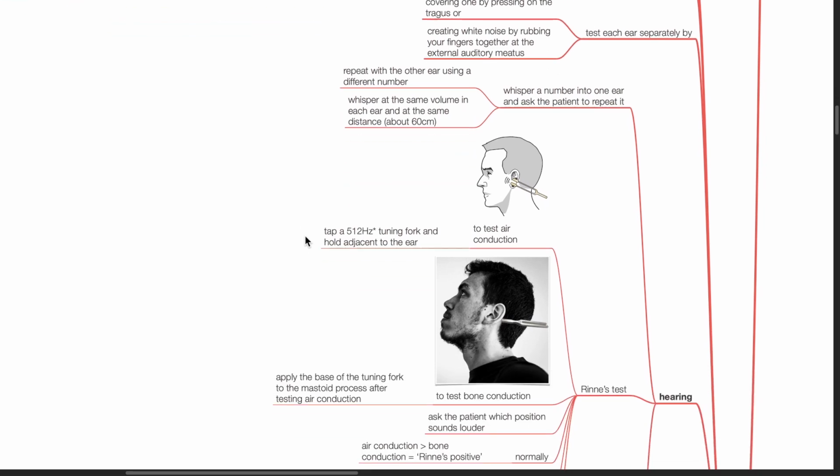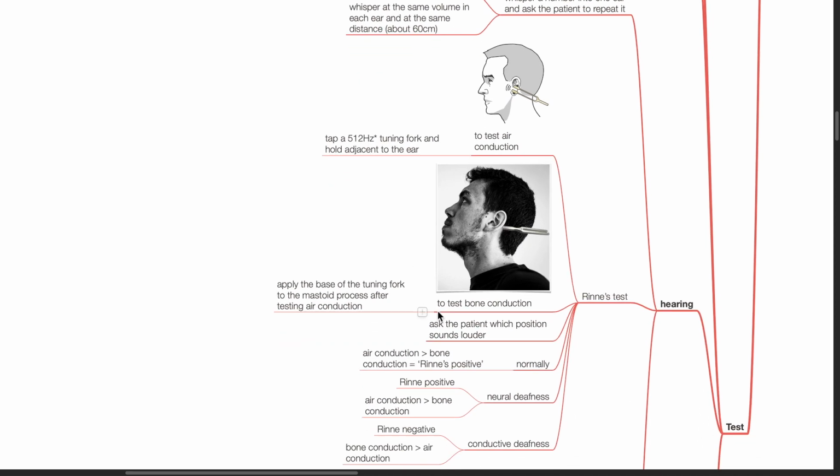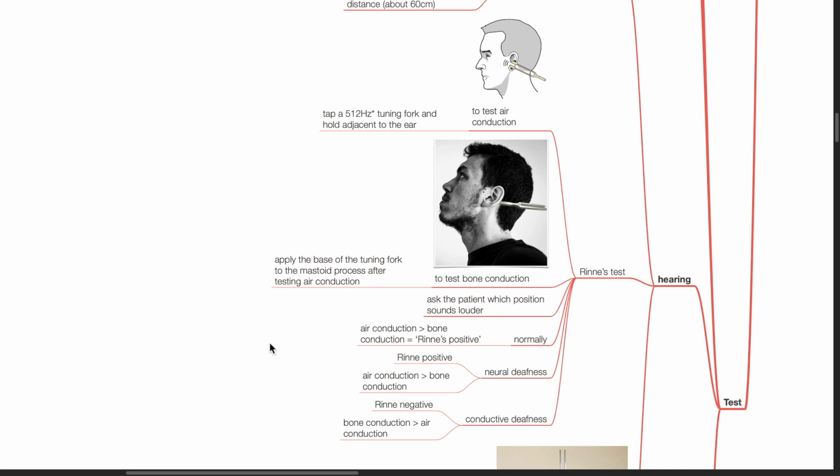The Rinne test. To test for air conduction, tap a 512 Hz tuning fork and hold adjacent to the ear. To test for bone conduction, apply the base of the tuning fork to the mastoid process after testing for air conduction. Ask the patient which position sounds louder. Normally air conduction exceeds bone conduction, and this refers to Rinne positive. During neural deafness, air conduction is more than bone conduction and Rinne is positive. During conductive deafness, Rinne is negative and bone conduction is more than air conduction.